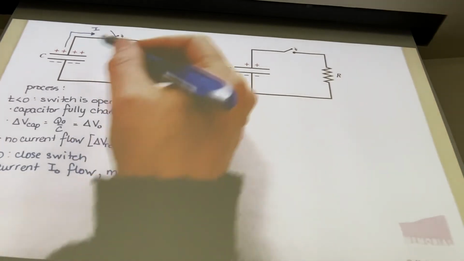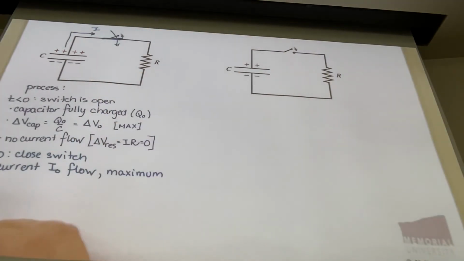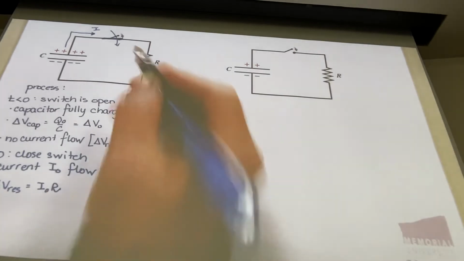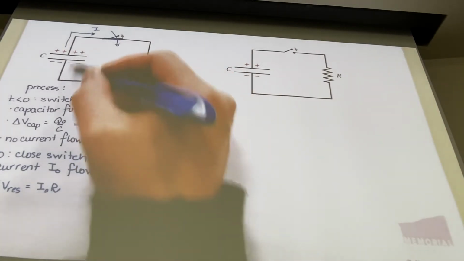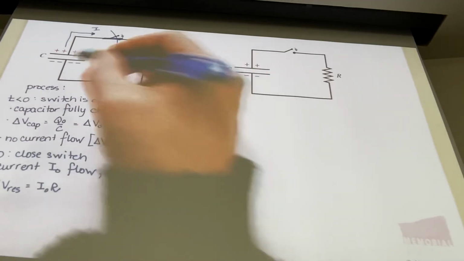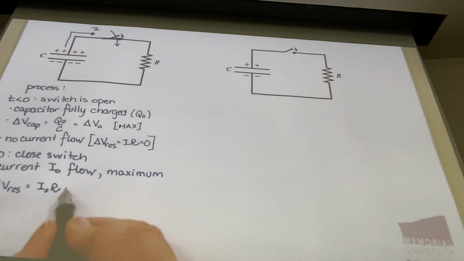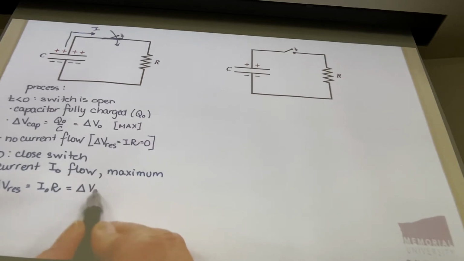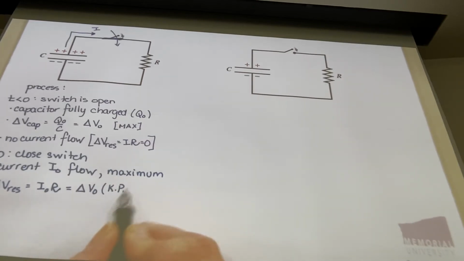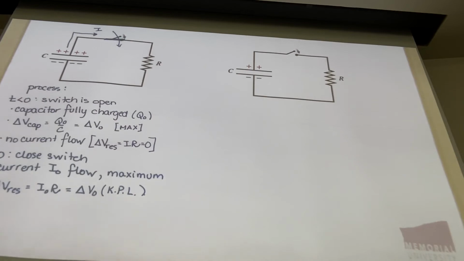With our switch closed, we might ask what's the potential across the resistor. Delta V across the resistor is going to be equal to the current times the resistance. And with our switch closed, if we think about Kirchhoff's laws, the potential across the resistor and the capacitor would have to be the same. And that would be a maximum. So that's right when the switch closes.